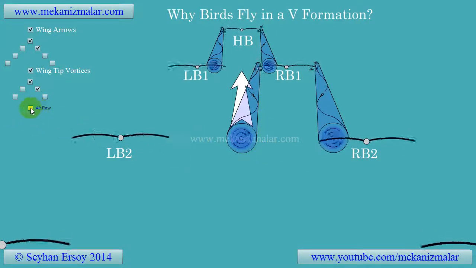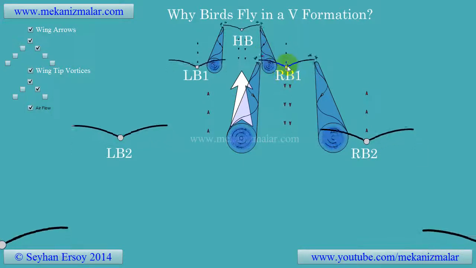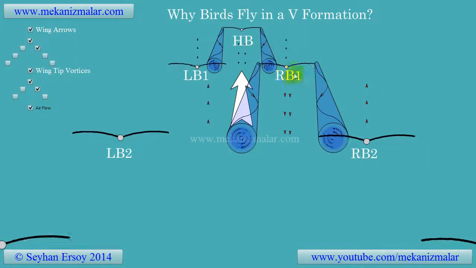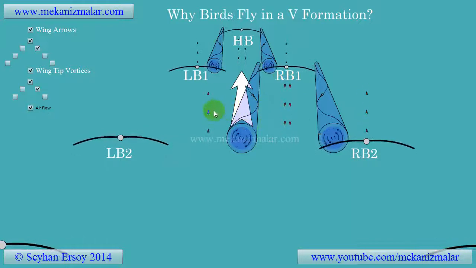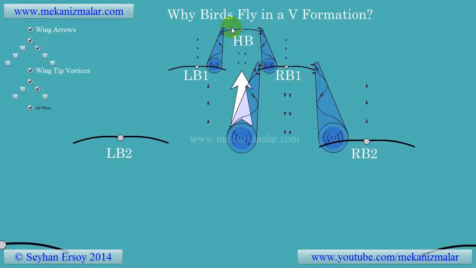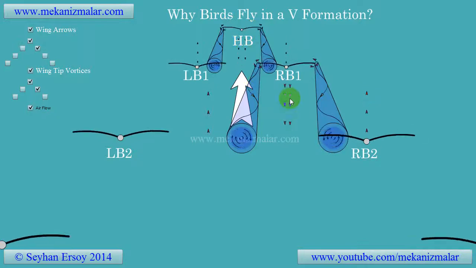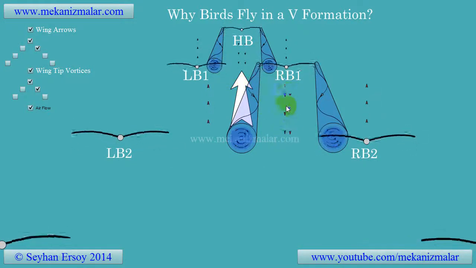Let's see this airflow with the header bird, HB, and for the first bird on the right, RB1. As you can see, there is an updraft at the outer edges of the wings and a downdraft between the wing tips. Actually, the downdraft is more pronounced due to the combined effects of the two wings. So a bird flying just behind another bird would not be a good place to fly, because the strong downdraft would push the bird down.